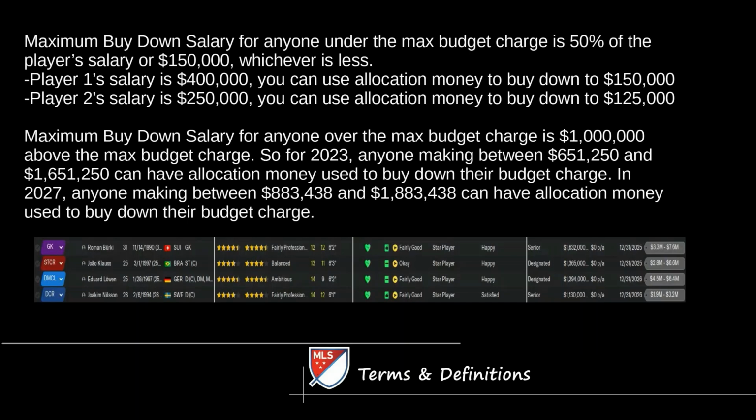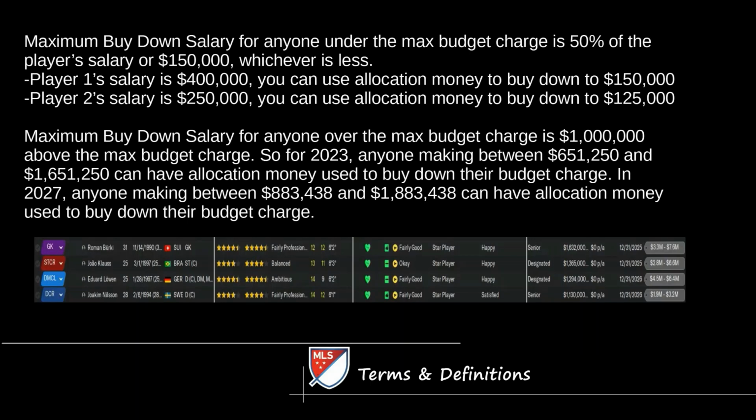Now, what that means is, in 2023, you can actually offer senior players more money than the max budget charge of $651,250, but you can't offer more than $1,651,250. That's where that million mark comes in. All right, and then I showed you the numbers for 27 also. Every year it's going to go up just like their salaries.